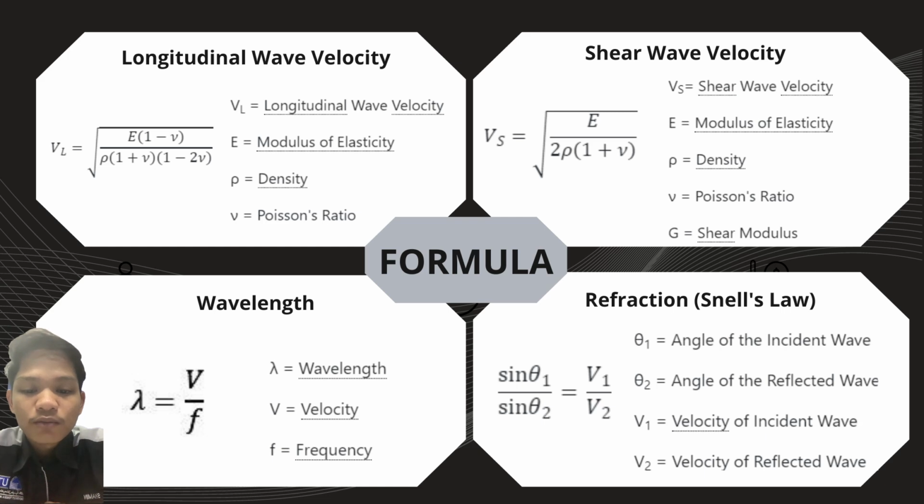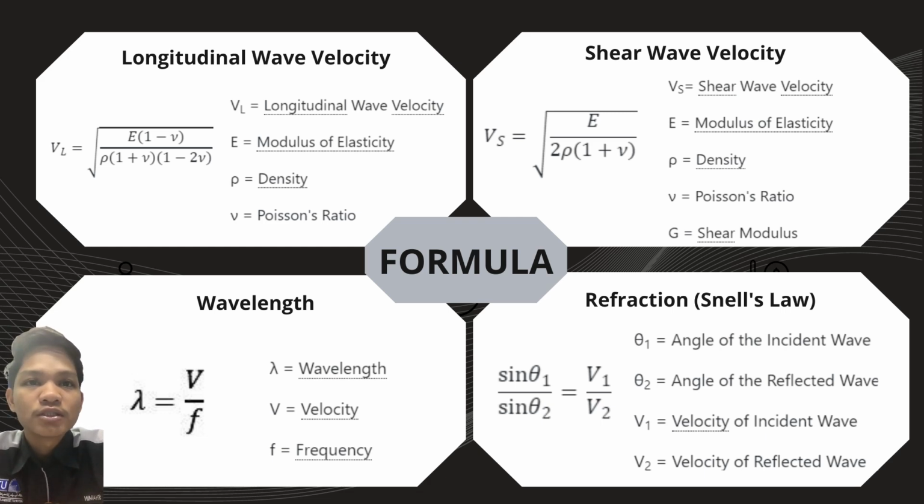I would like to explain about scientific formulas in ultrasonic testing. Generally, we have 8 main formulas for ultrasonic testing. Firstly, longitudinal wave velocity, which is VL equals square root of E times (1 minus V) divided by rho times (1 plus V) times (1 minus 2V), where VL is longitudinal wave velocity, E is modulus of elasticity, rho is density, and V is Poisson ratio.